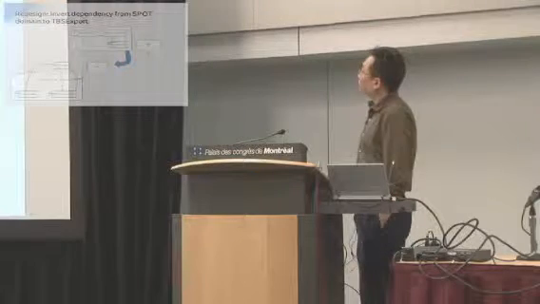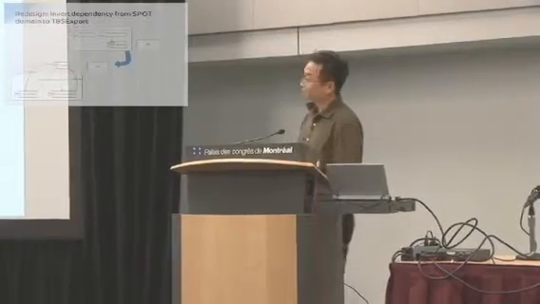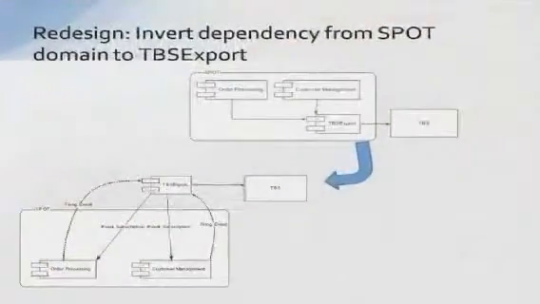The last work we did for redesigning the TPS export was to invert the dependency from spot domain to TPS export. In the old design, it was the spot domain's responsibility to push the information into TPS through the TPS export component. So this burdened the spot domain layer with extra knowledge and responsibilities. A better approach would be to make the spot domain layer have no knowledge about TPS export. So we decided to use a pattern called observer to make TPS export an observer, so it gets notified when certain events happen in the spot domain layer.